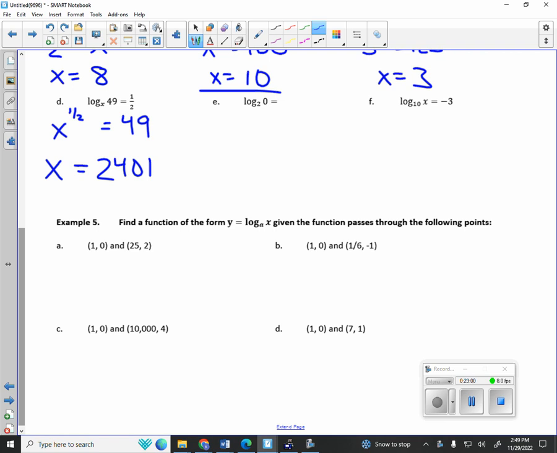The next one, very interesting question here. Log base 2 of 0 is equal to something. What is it equal to? Well, if you put x here, sure. So that means 2 to what power is 0? Well, 2 to the 0 is 1. 2 to the negative 1 is 1/2. It is undefined. Why? Why?